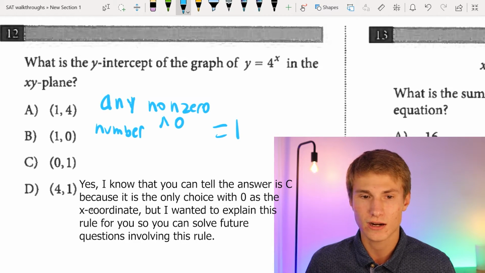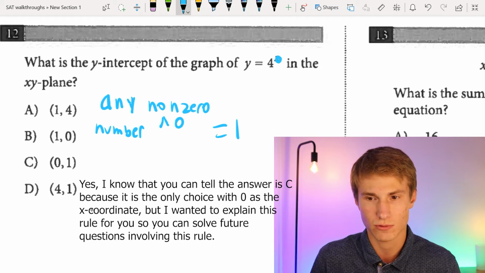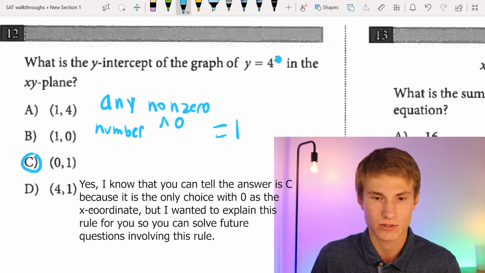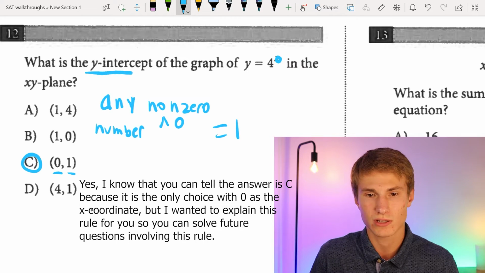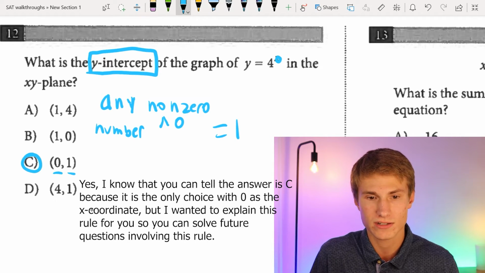In this case, since we're finding our y-intercept, we have to plug in 0 for x. 4 to the 0 power we know is going to equal 1. Therefore, our y-intercept is going to occur at (0, 1). Another thing too, you can actually solve this one really quickly by understanding that with a y-intercept, your x-coordinate has to be 0.